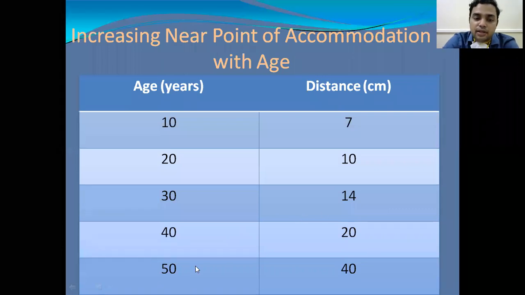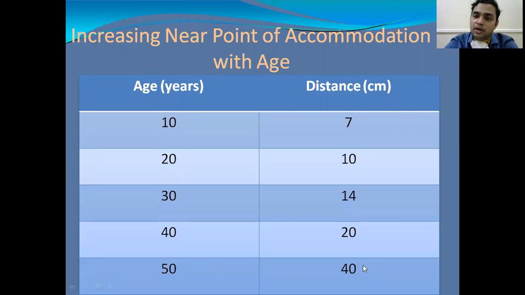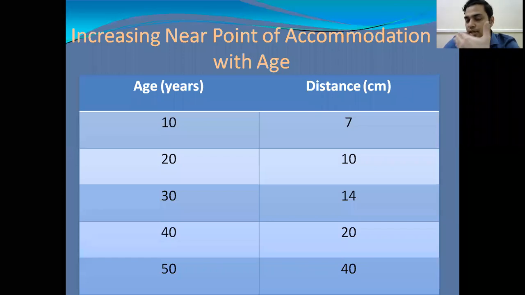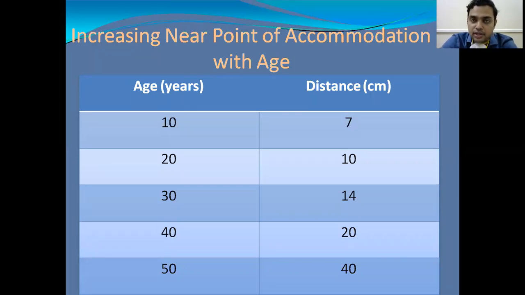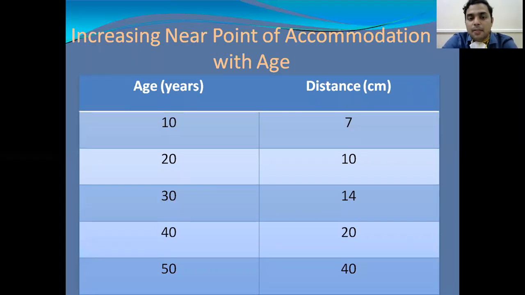By 50, the near point of accommodation will reach 40 centimeters. We can't put the book at 40 centimeters and read for a longer time, because the patient will have joint pain. The normal distance between the face and the book is 33 centimeters. So people at the age of 50 years will definitely have a refractive error called presbyopia because of the decrease in the power of accommodation.